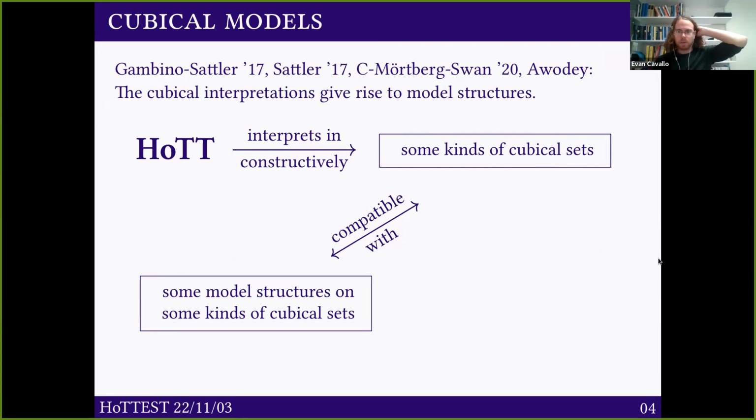However, it is the case that these cubical interpretations give rise to model structures. In some work starting with Gambino and Sattler in 2017, and then filled out in this preprint of Christian Sattler's, the equivalence extension property and model structures, the corresponding model structures where the fibrations correspond to the types in these models were developed.